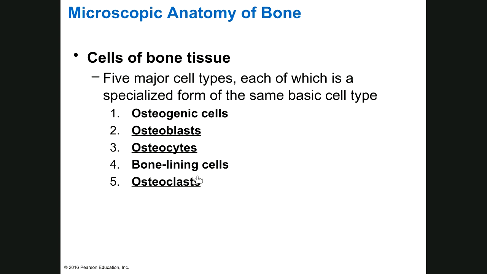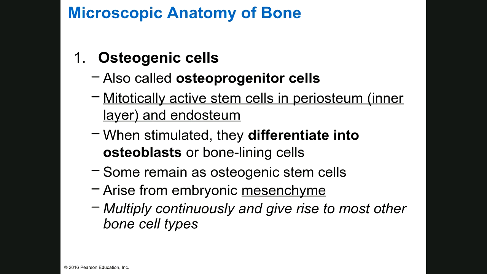There are 5 cell types we're going to find in bone tissue. Notice that I have 3 of them underlined. That is because those are the 3 that we're really going to focus on. I'm only going to mention the other 2. So let's get into these.